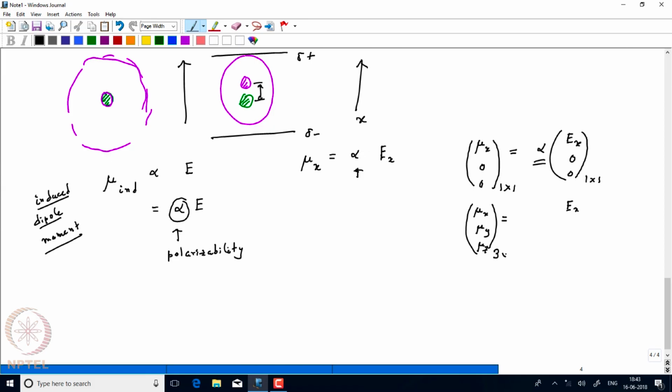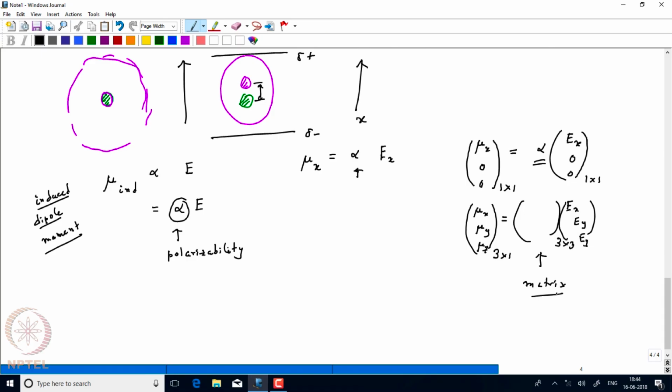But if we have components like this, 3 by 1, then alpha has to be a 3 by 3 matrix, because in the more general case the applied electric field along x can induce the dipole moment along x, y, z, all the directions. In this case, alpha is basically a 3 by 3 matrix, and in the more general case we have the hyperpolarizability. We will come back to what hyperpolarizability is. Alpha in this case is a matrix, but we will not go into the details.